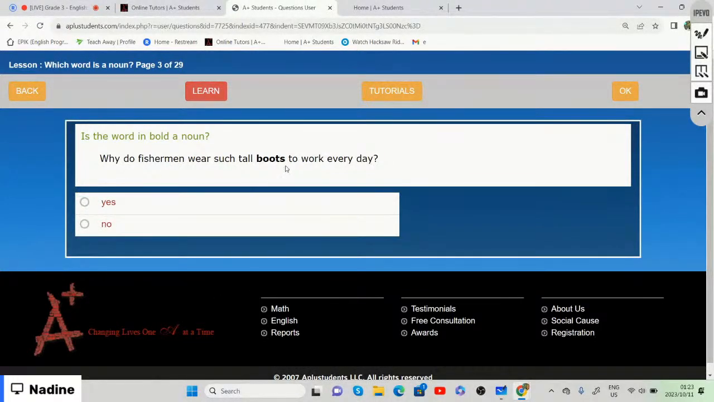Why do fishermen wear such tall boots to work every day? So the word boots, is boots a noun? Yes or no? Boots. Something that you wear. Is it a noun?